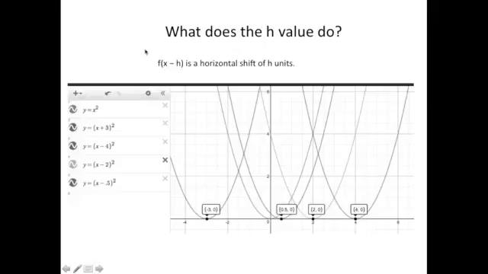So this is the first translation. This is the one that deals with the horizontal shift, which means the left and the right. Left and right movements.